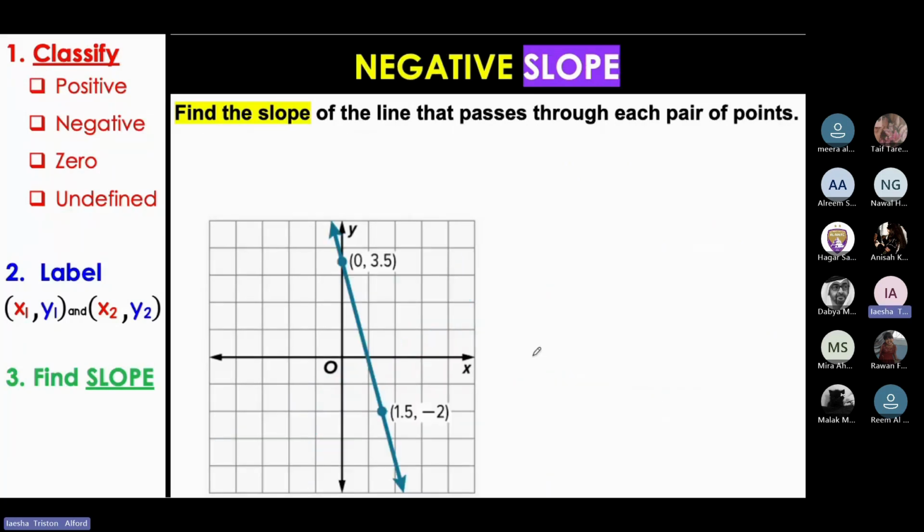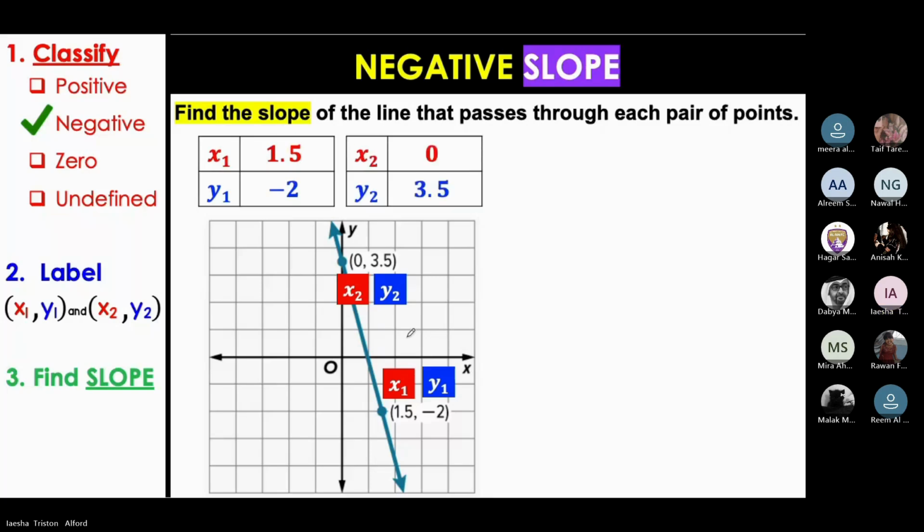Try another one. See the graph. Is it positive, negative, 0, or undefined? Negative. It's negative because it goes down from left to right. Same again. You need x1, y1, x2, y2. If you want, put it in a table.